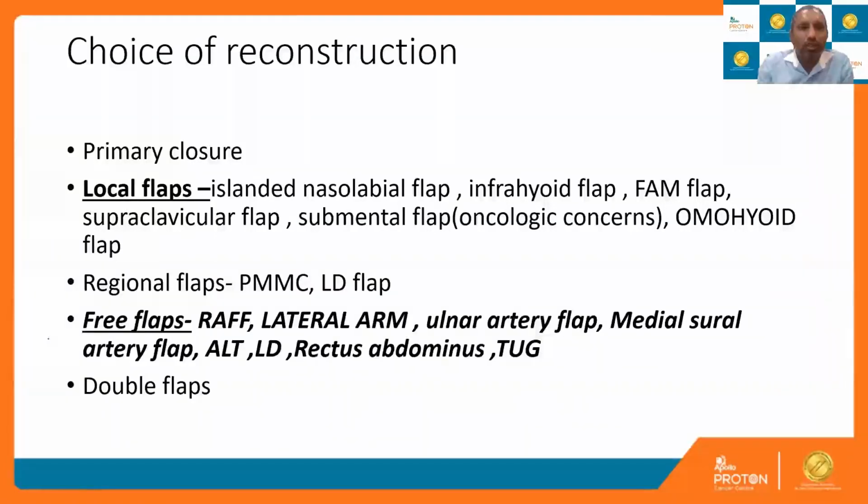So how do you decide on the choice of flap? As I told you, primary closure can be considered for less than one third with intact floor of mouth. Local flaps include islanded nasolabial flap, infrahyoid flap, FAMM flap, supraclavicular flap, submental flap, and omohyoid flap. Regional flaps include PMMC and LD. But most of the reconstruction depends on free flaps: radial forearm flap, lateral arm flap, ulnar artery flap, medial sural artery flap, anterolateral thigh flap, free LD, rectus abdominis, gracilis, and peroneal artery flaps can be considered. And we also need to think about whether to include double flaps.